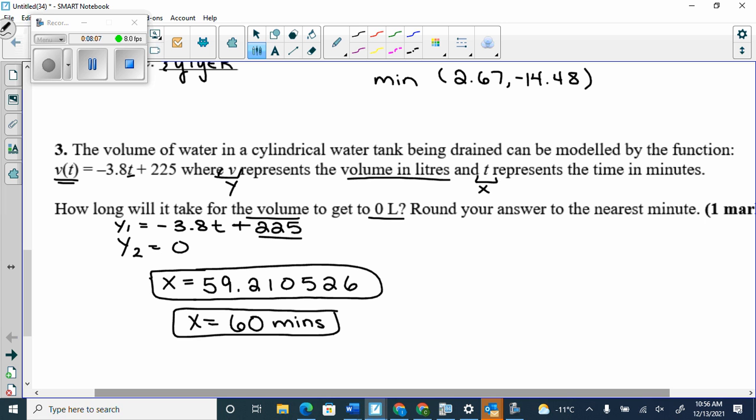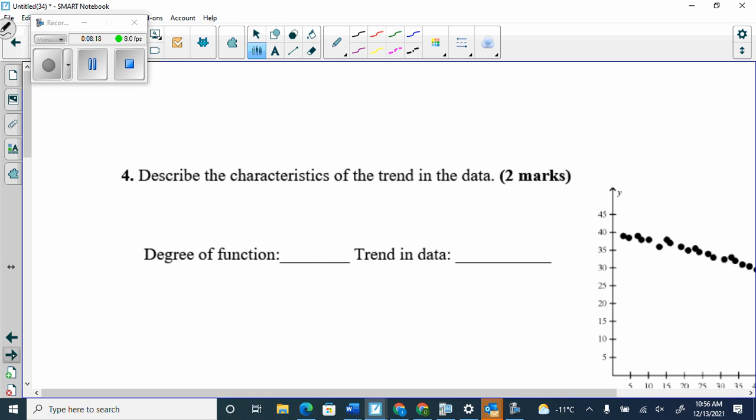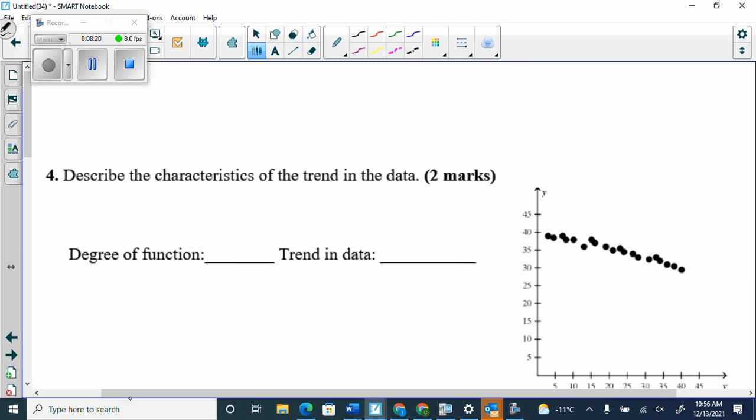I like when they use has to hit, because how can you say at least 0? It's 0. At most 0. Doesn't make any sense either. Just 0. Okay. This one, what's the degree of this function?